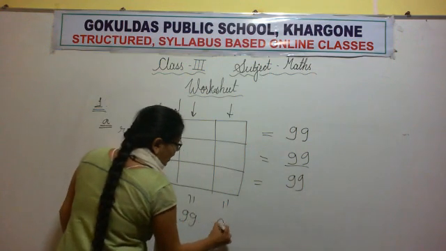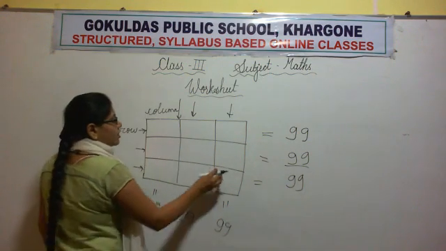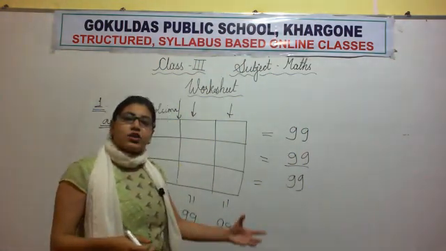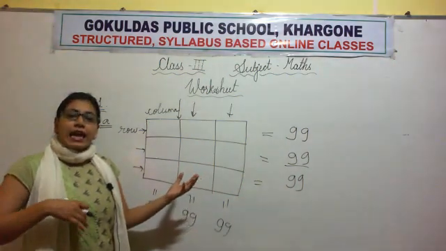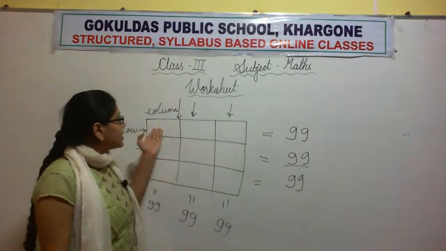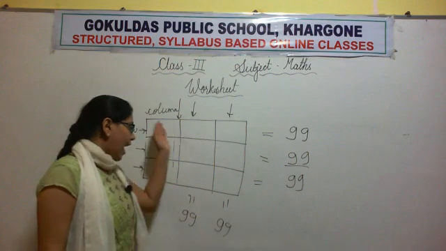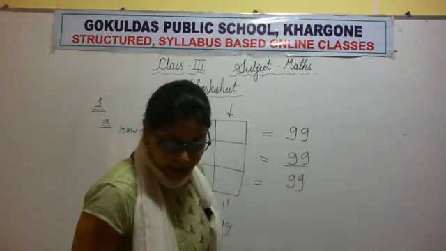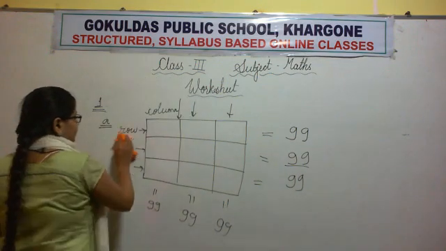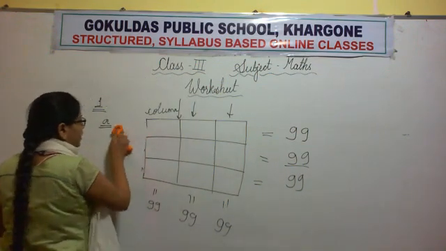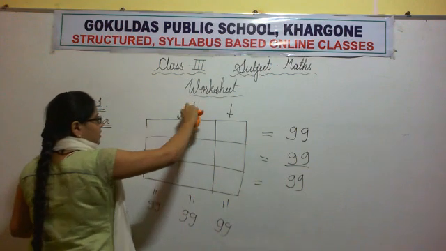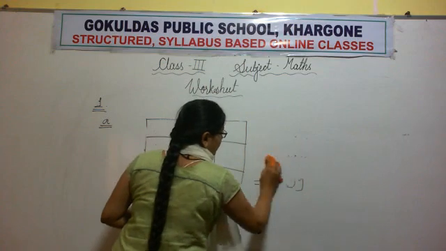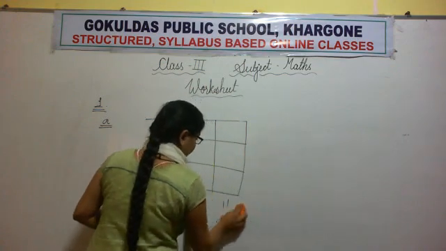They have left some boxes of this table empty and they are asking us to fill those boxes in a way that the sum of each row and each column must be 99. Okay? Now this is what the question is asking us. I hope you all understood what the question is asking us. Now let's see part A.